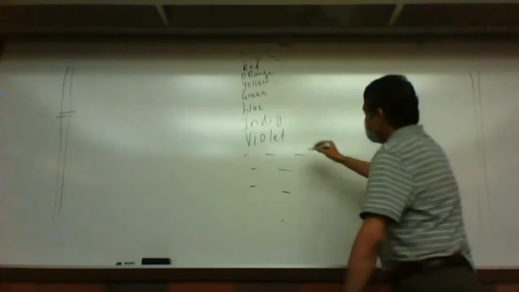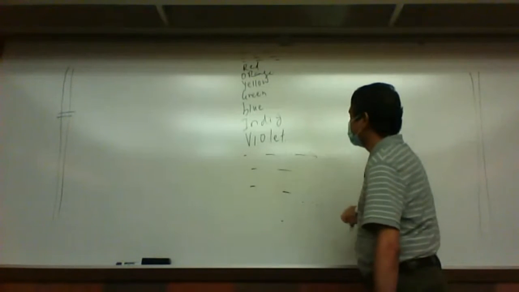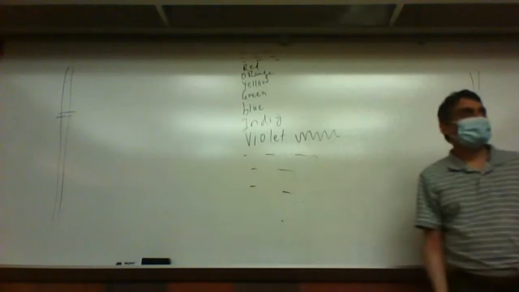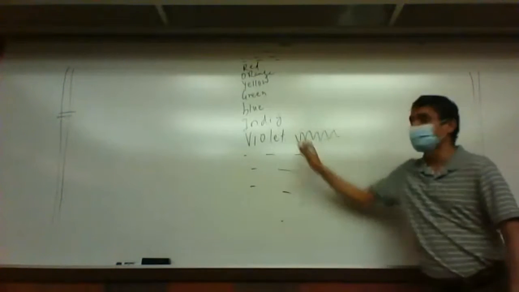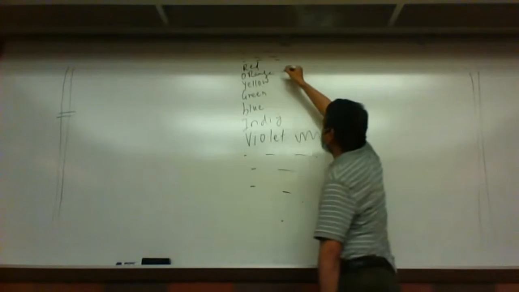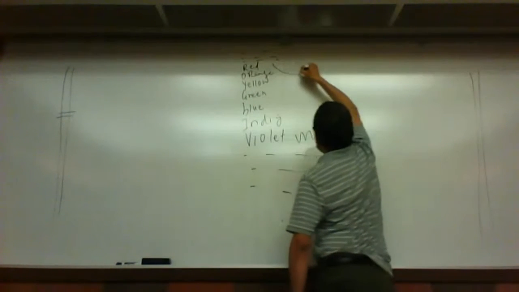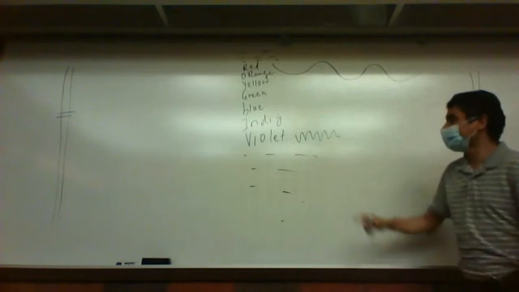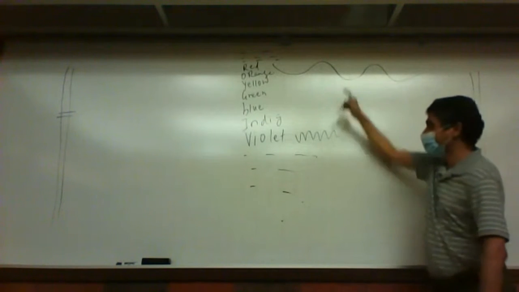This violet light has a frequency like this, so many peaks within a short interval, right? But the red is like this. This wave is like this, the red is like this, the violet is like this. So we can see this one, we can see this one.